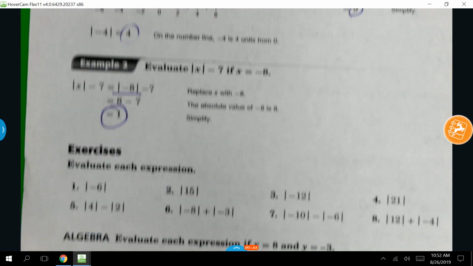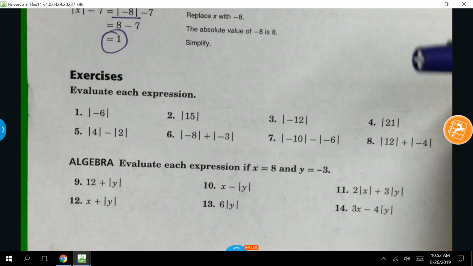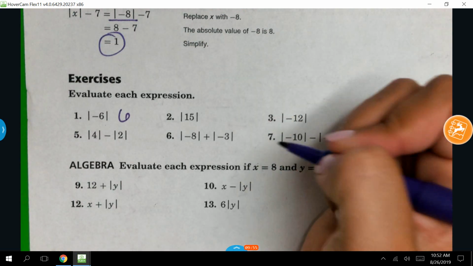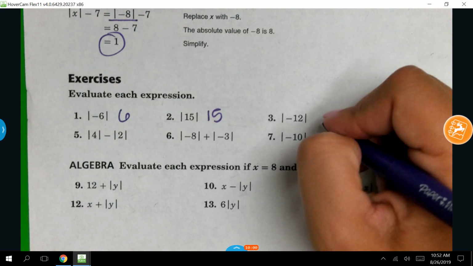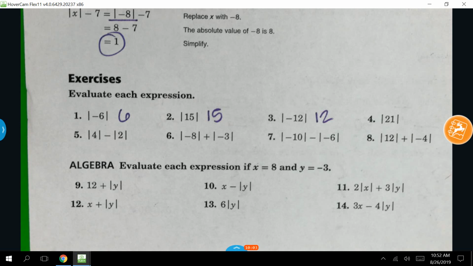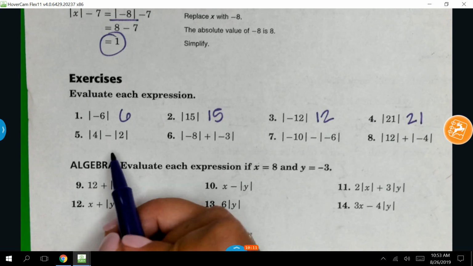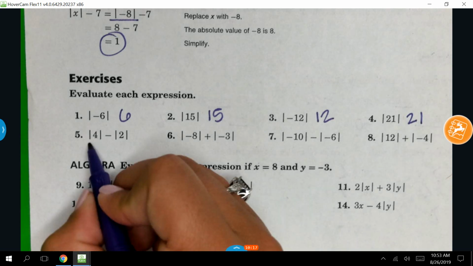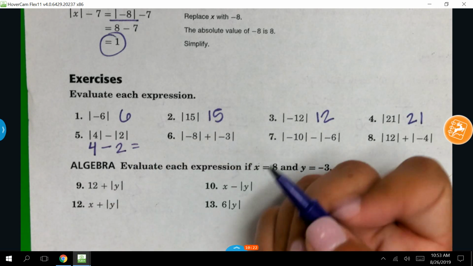So looking at example number 1, or problem number 1. If I'm evaluating, what is the absolute value of negative 6? It's just 6. The absolute value of 15? 15. Absolute value of negative 12? 12, positive 12. Absolute value of 21, 21. Absolute value of 4 minus the absolute value of 2. So first you've got to solve the absolute values. So absolute value of 4 would be 4, minus absolute value of 2, which is 2. And then what does it give me? 2.